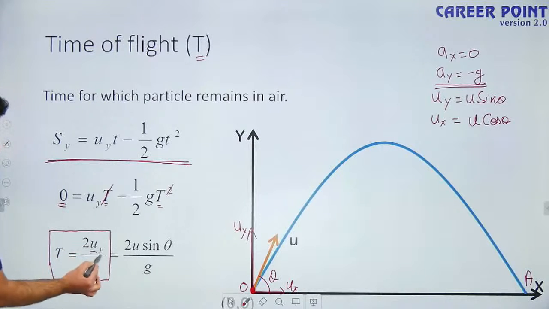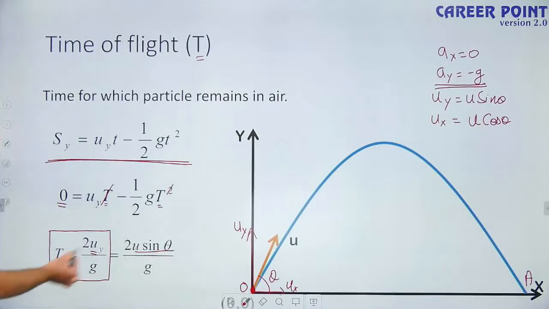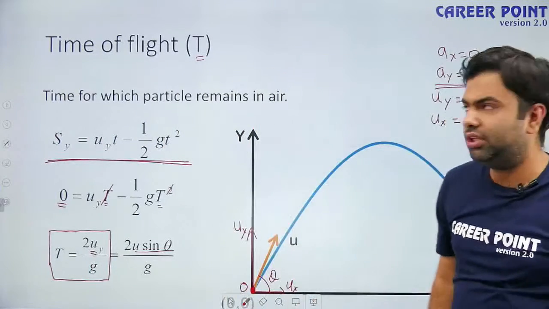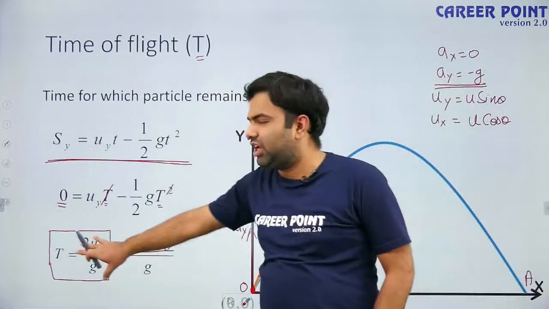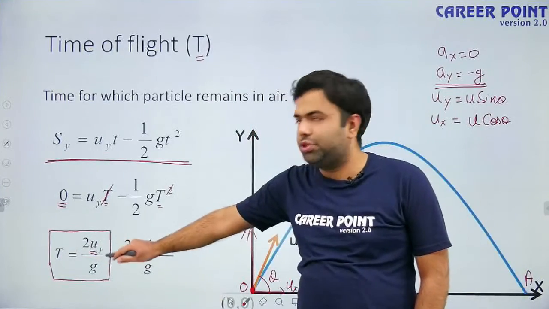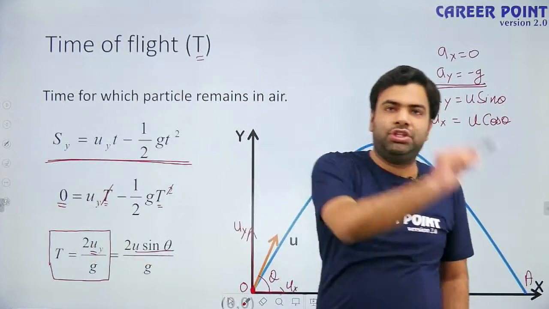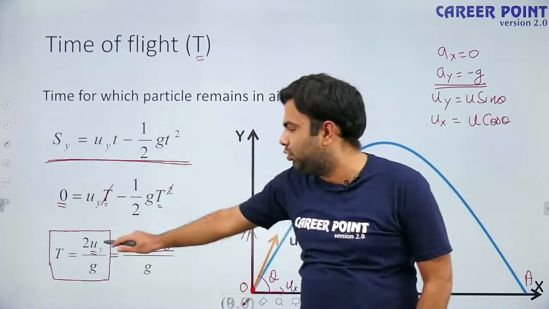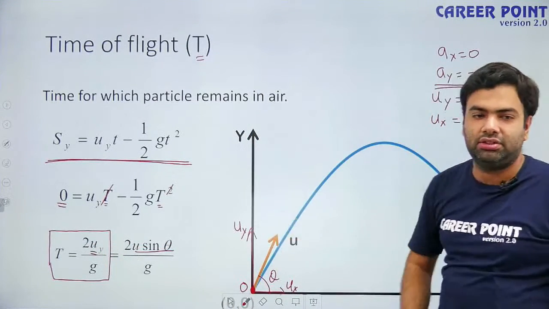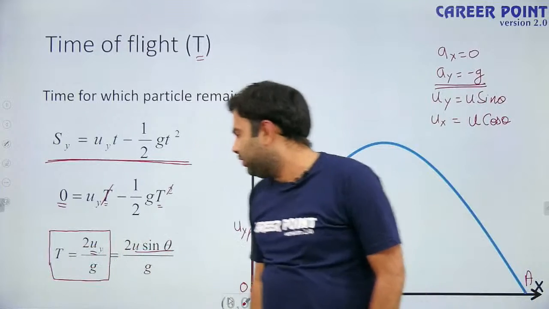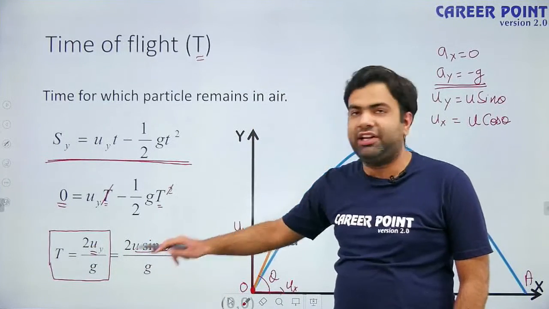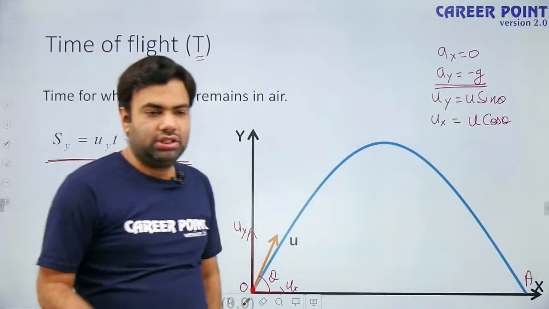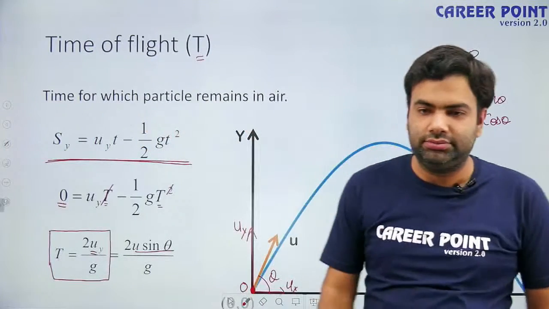Now if you put the value of uy, that is u sine theta, you will get time of flight in terms of initial velocity and theta. So this is how we can find time of flight. This formula you should remember. For ground to ground projectile, what is time of flight? It is 2uy by g, where uy is the initial velocity in y direction. Or you can say time of flight equals 2u sine theta divided by g. So this was the calculation of time of flight.